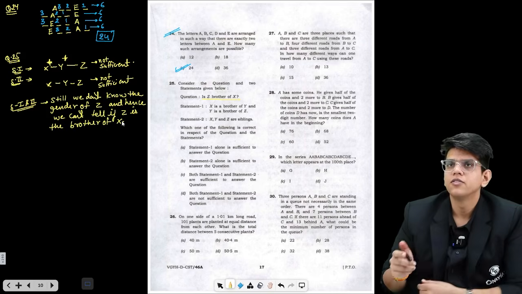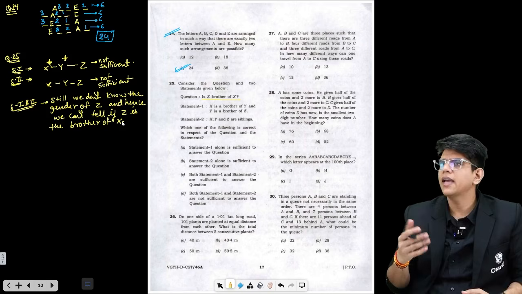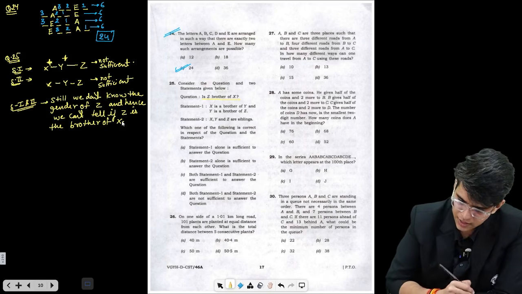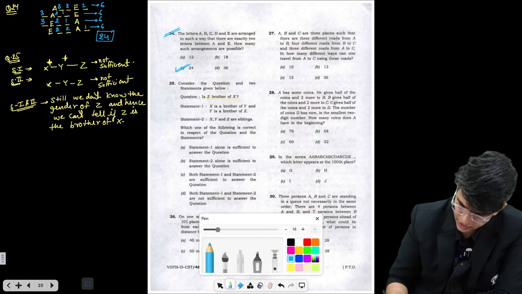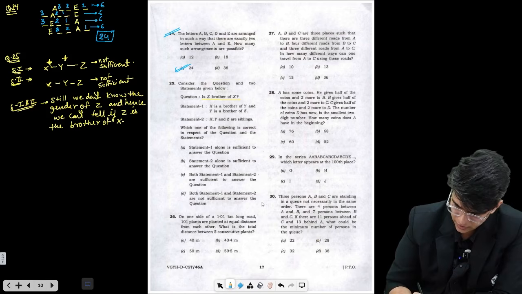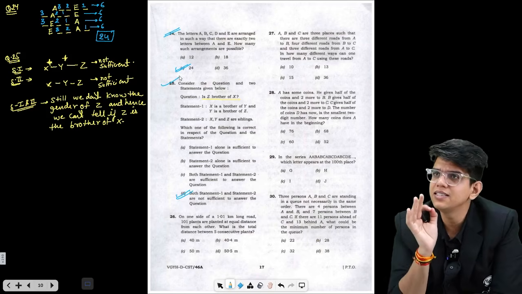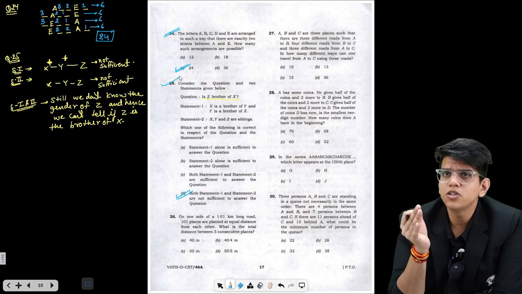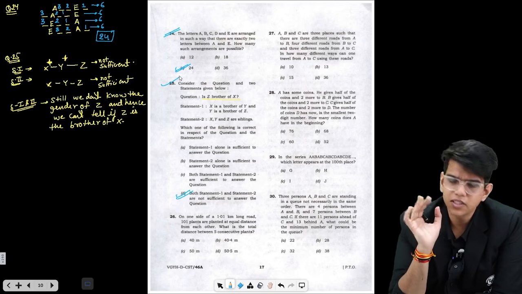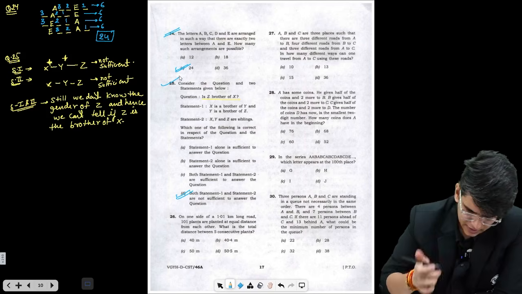The question is asking you if Z is a brother of X, and we can't say for sure. He can be and he can't. He, she, we don't know, right? So the answer for this question is that both statements 1 and 2 together are not sufficient to answer the question. Again, option D, question number 25 done. Easy reasoning question. Because you don't know the gender of Z, you can't answer this question. Question number 25 done. Question number 26, 27. Let's see question number 26.